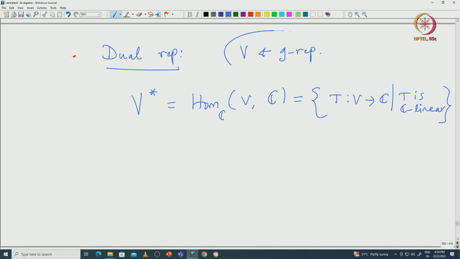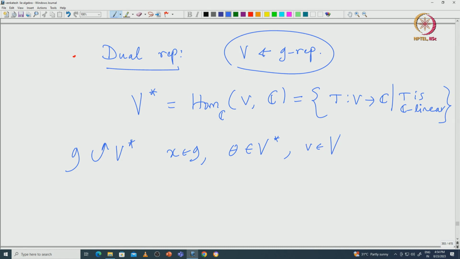Now, what is given? G is acting on this capital V. Using this action, we are going to define an action of G on this V star. How is it defined? You take x in G and theta in V star. To define what x dot theta is, we need to tell how x dot theta acts on some given element v in capital V. So you take v in capital V. For all this data, you define x dot theta acting on v to be as follows: minus theta of x dot v, and this is true for all x, theta and v.